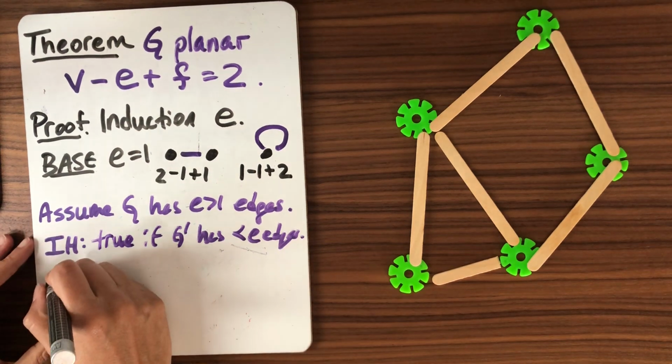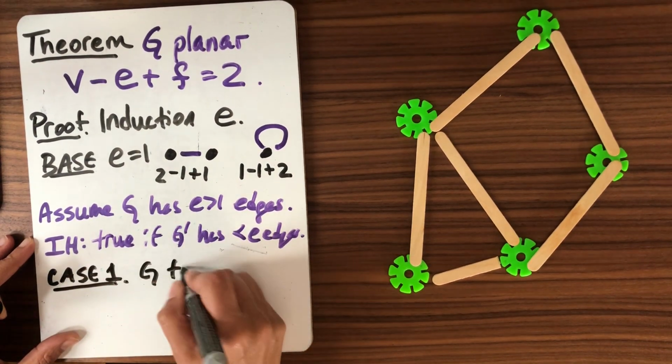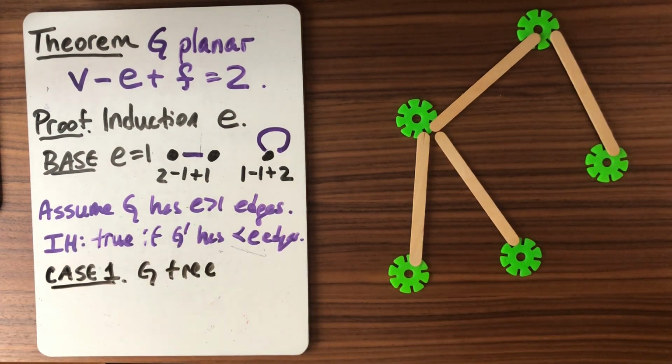Okay, so case one, G is a tree. Let's think about this case. Let's turn this guy into a tree. Okay, now we have a tree. So how can we think about this in terms of a tree? Well, actually, I don't even think I need induction on this one. I think I can just do this one directly.